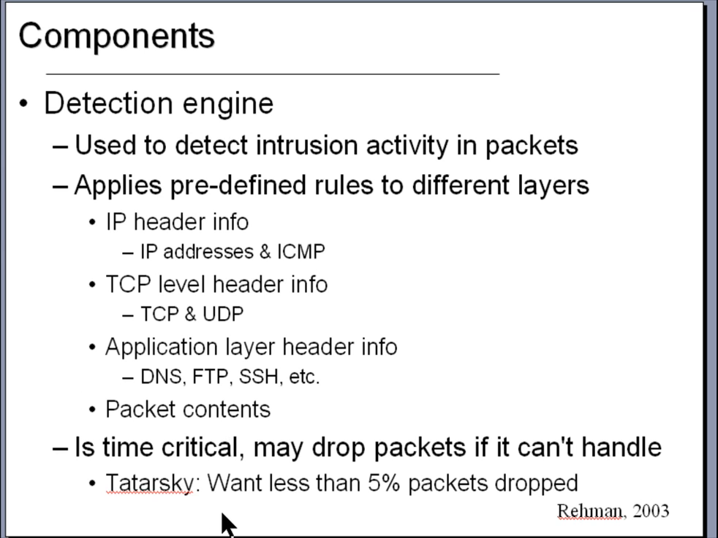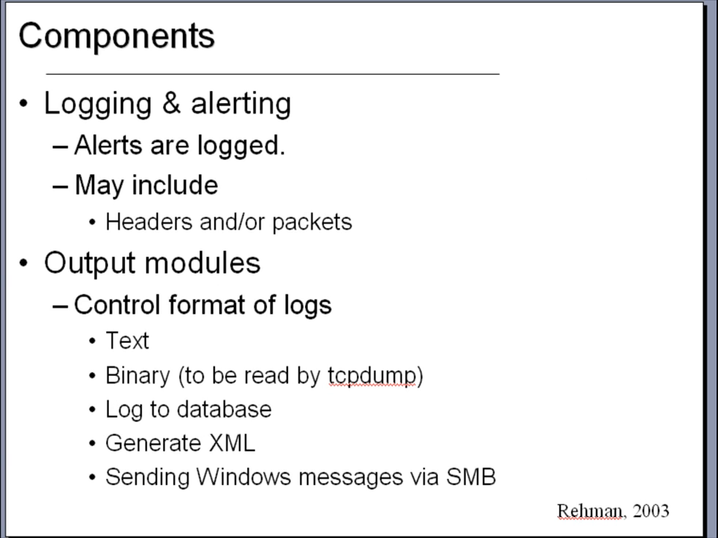Intrusion detection systems are time critical, and because the kernel or the detection engine may not be able to handle all the packets coming across the network, it may start dropping packets. And what Paul told me is that you want less than 5% of the packets dropped, because otherwise some of the packets will be getting through undetected.